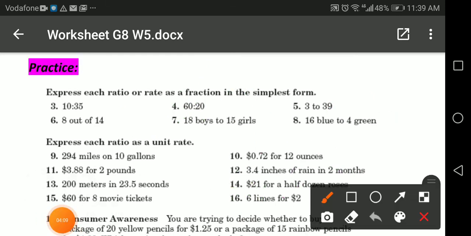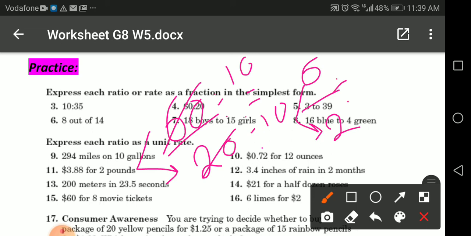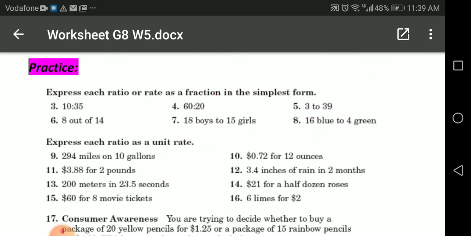What about this one? 60 to 20. We can do it like this. We have divisibility, they are both divisible by 10. So it gives me 6 over 2. 6 divided by 2, why? Because this fraction means divided. So the answer is 3.